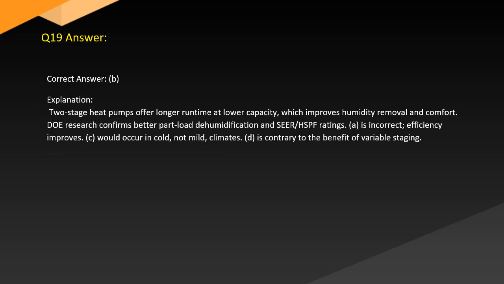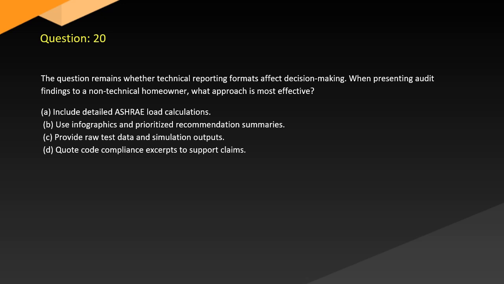Answer. Correct answer: B. Explanation. Two-stage heat pumps offer longer runtime at lower capacity, which improves humidity removal and comfort. DOE research confirms better part load dehumidification and SEER ratings. A is incorrect; efficiency improves. C would occur in cold, not mild, climates. D is contrary to the benefit of variable staging.